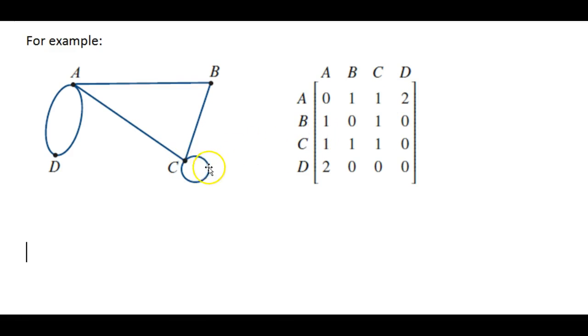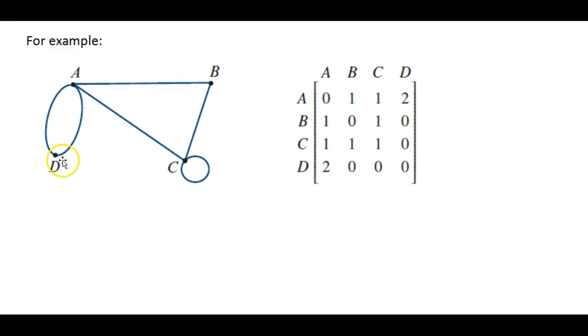Now there is a loop at C, so C to C is 1. C to A, this first element, there's 1. C to B is 1. And C to D, there is no direct connection, so we enter a 0 in the matrix.